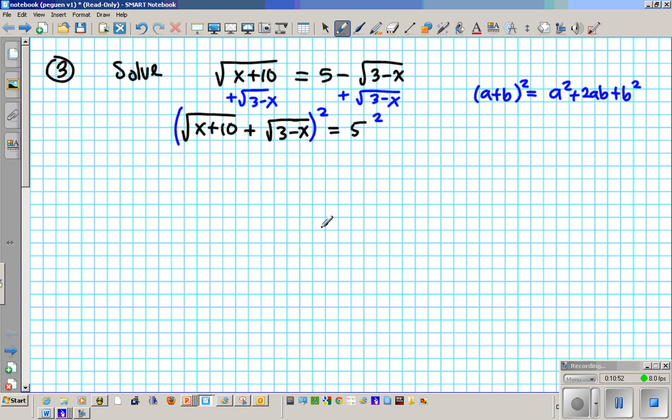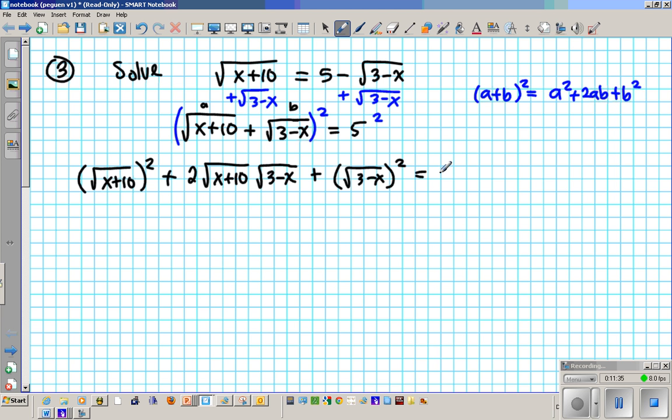To do this, note that the square root of x plus 10 is A, and the square root of 3 minus x is B. So if I do A squared, this becomes the square root of x plus 10, squared, plus 2ab, where A is the square root of x plus 10 and B is the square root of 3 minus x, plus b squared, which is the square root of 3 minus x, squared.